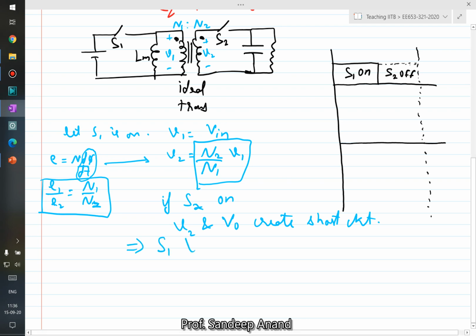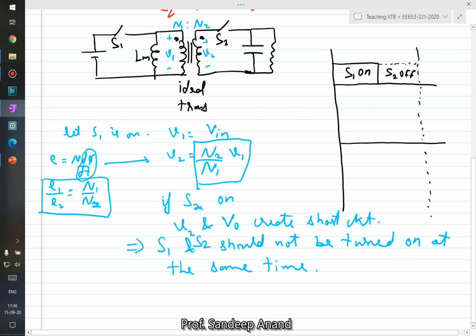This implies S1 and S2 should not be turned on at the same time.